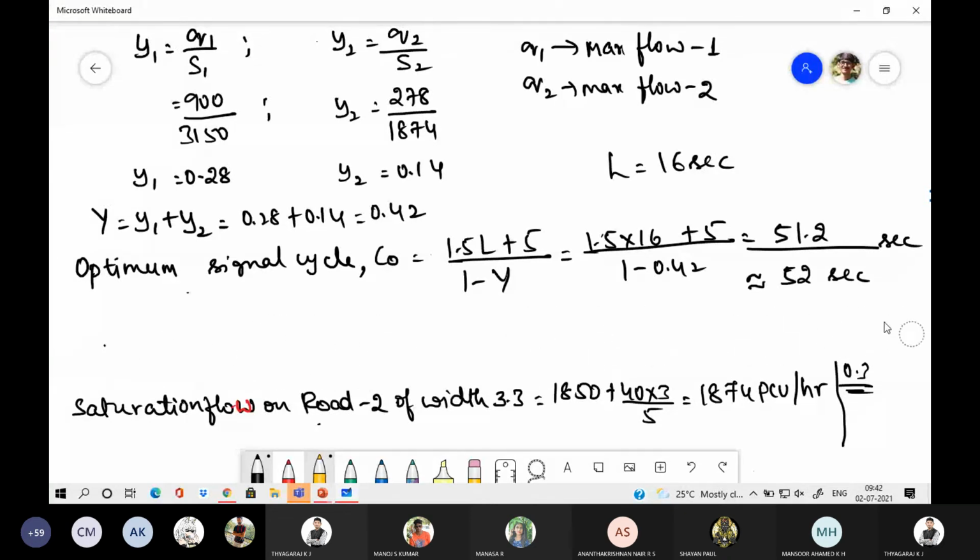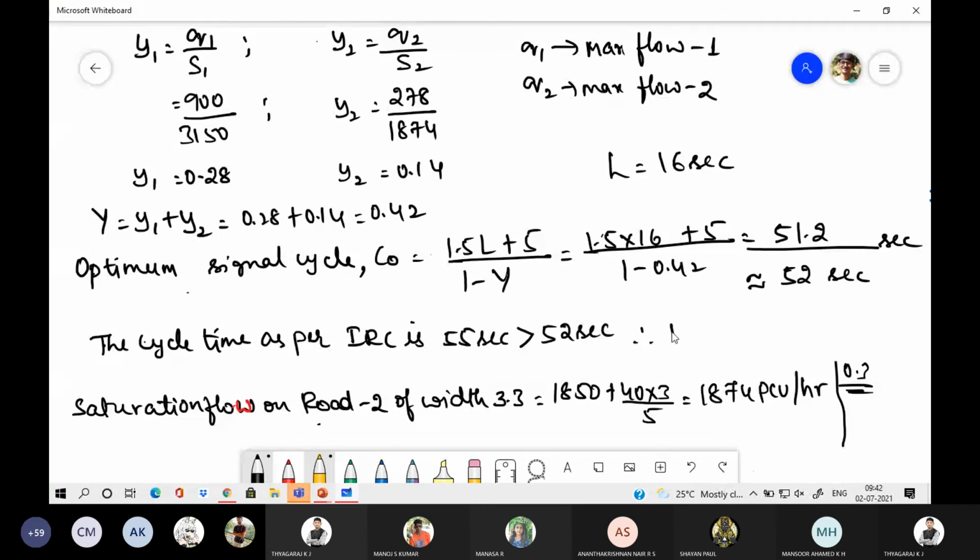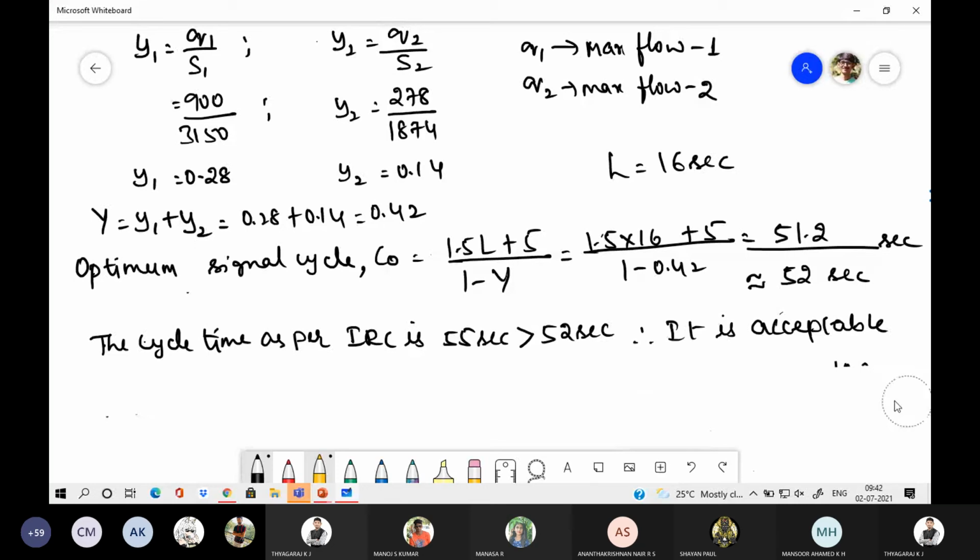What is the signal timing we have designed as per the IRC method? The cycle time as per IRC is 55 seconds, which is greater than 52 seconds. Therefore, it is acceptable.